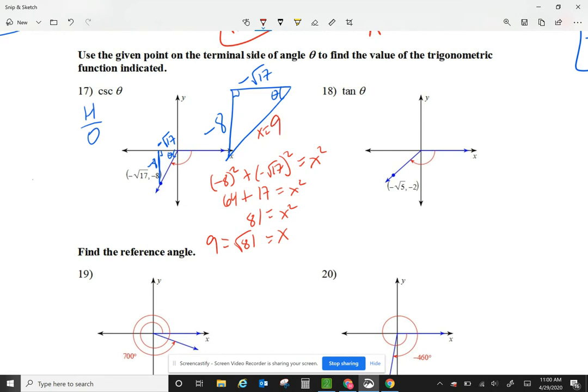So now what I need is hypotenuse over opposite. I'm just going to call this 9 over negative 8. Simplify your fraction if possible. Bring the negative sign to the front. Negative 9 over 8. How do you type this? I'm going to write it here at the bottom. Negative 9 over 8.